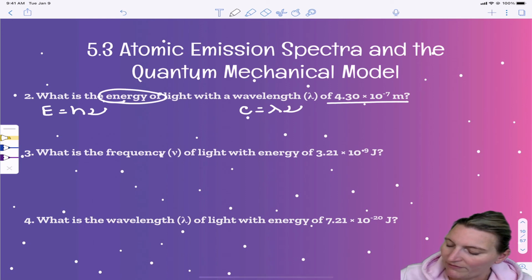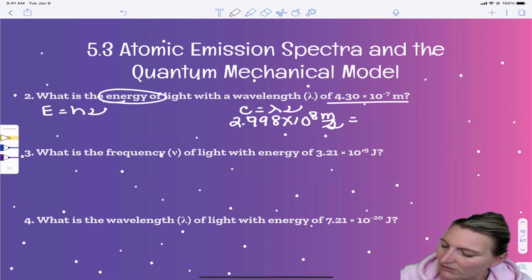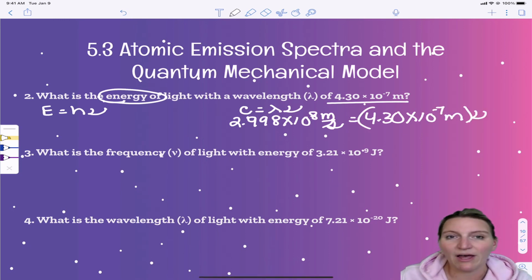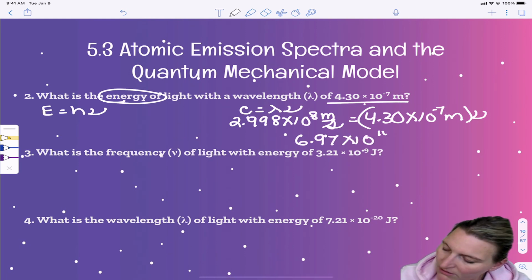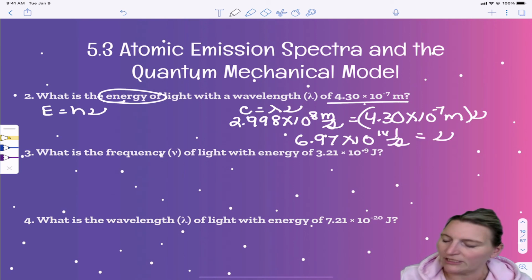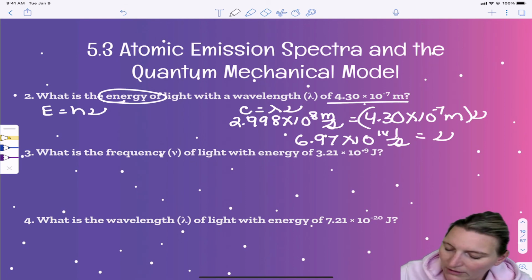Speed of light equals wavelength times frequency, 2.998 times 10 to the positive 8 meters per second equals the wavelength, 4.30 times 10 to negative 7 meters times that frequency. Divide both sides by 4.30 times 10 to the negative 7 meters, and I get 6.97 times 10 to the positive 14 inverse seconds as my frequency. Now in my calculator, I'm not rounding at all. I'm going to use that whole number back in my energy formula.